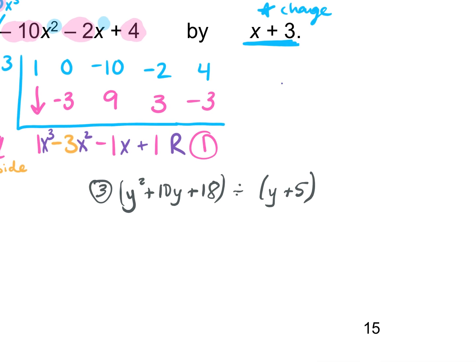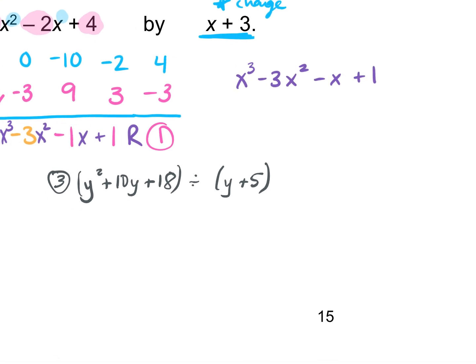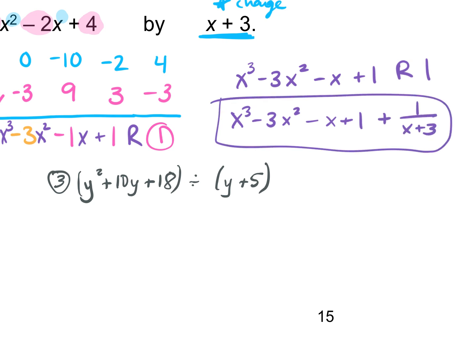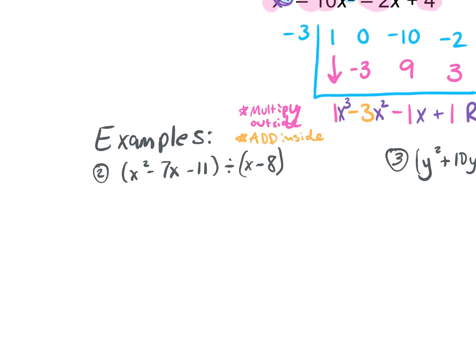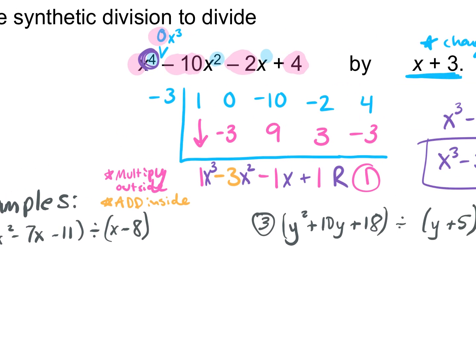So here we have x cubed minus 3x squared minus x plus 1, remainder 1. Or if this was a web assigned question, we'd say x cubed minus 3x squared minus x plus 1 plus 1 over x plus 3. All right, let's look at example 2. Any other questions with that one?